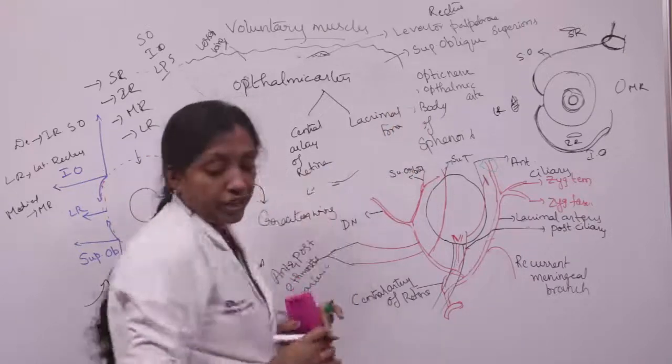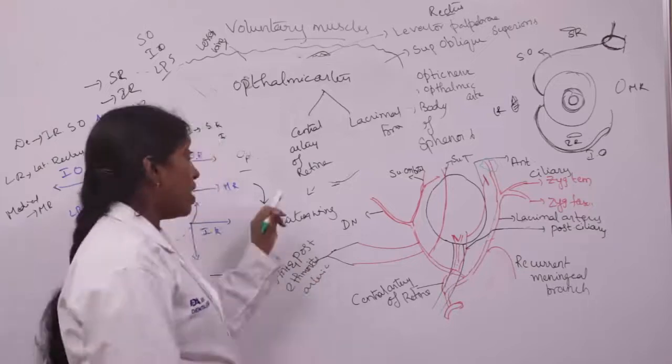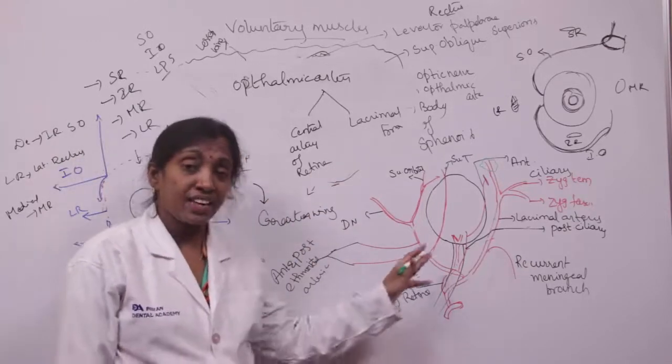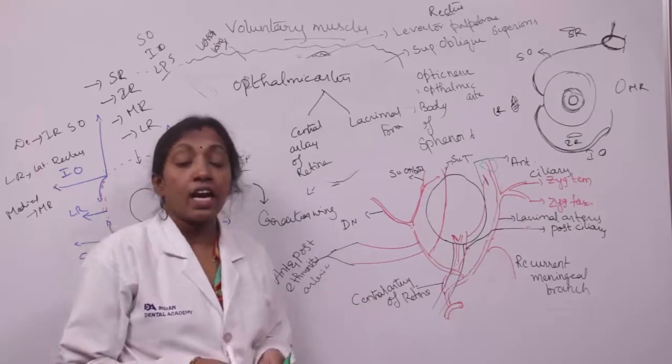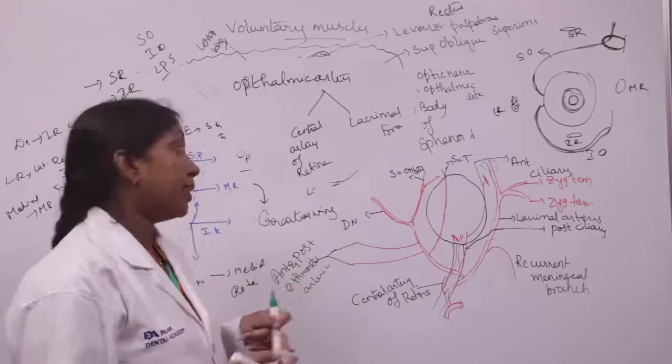The central artery of the retina arises from the ophthalmic artery within the dural sheath of the optic nerve. It supplies the retina, and it is an end artery. It doesn't anastomose with any other arteries. So an occlusion of the central artery of the retina results in complete blindness.